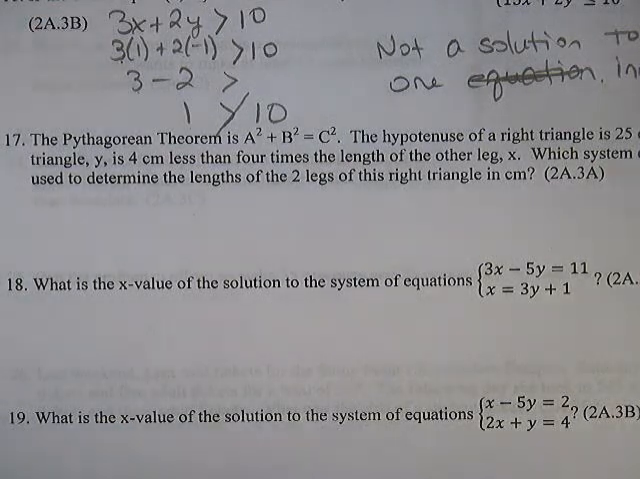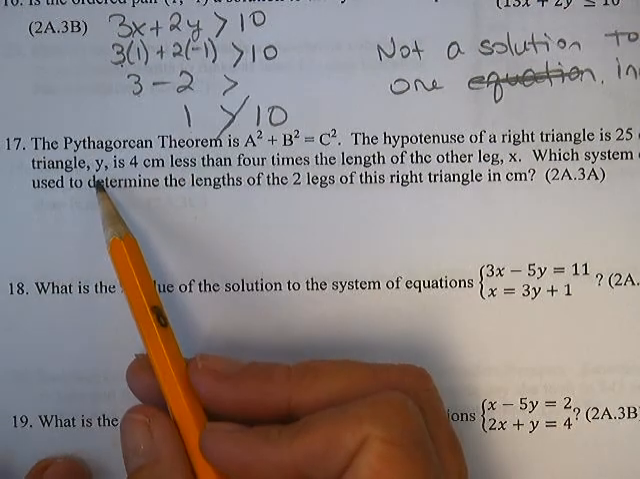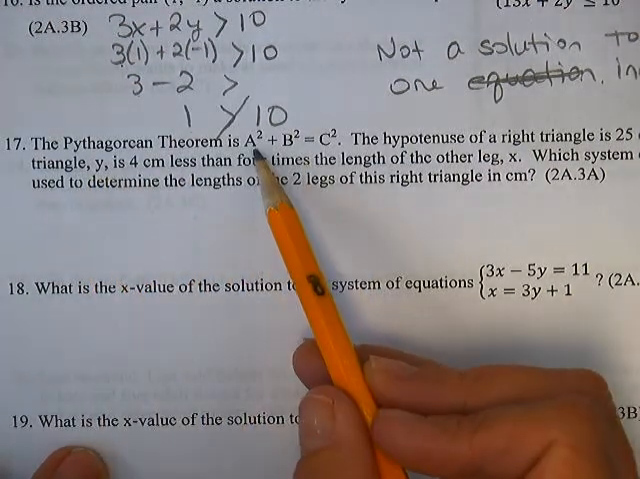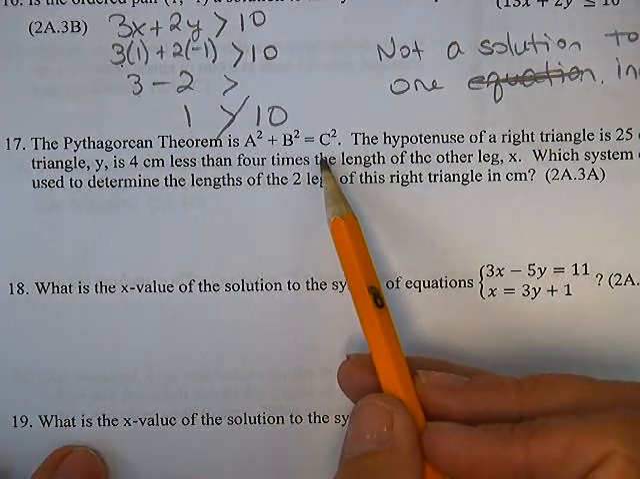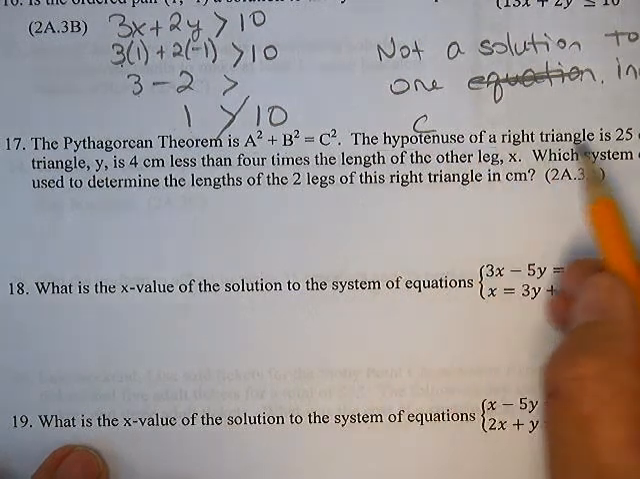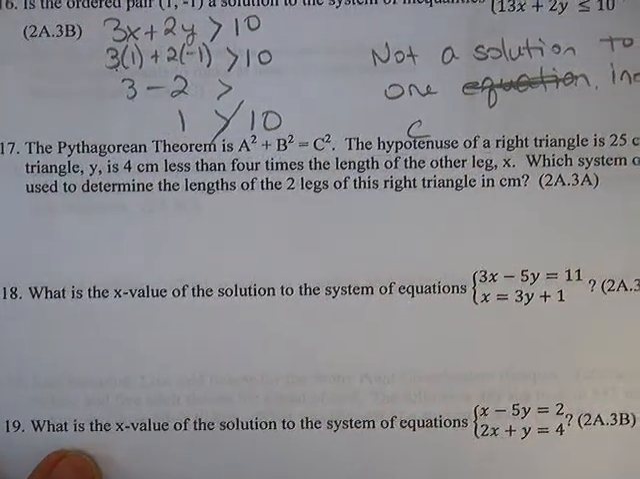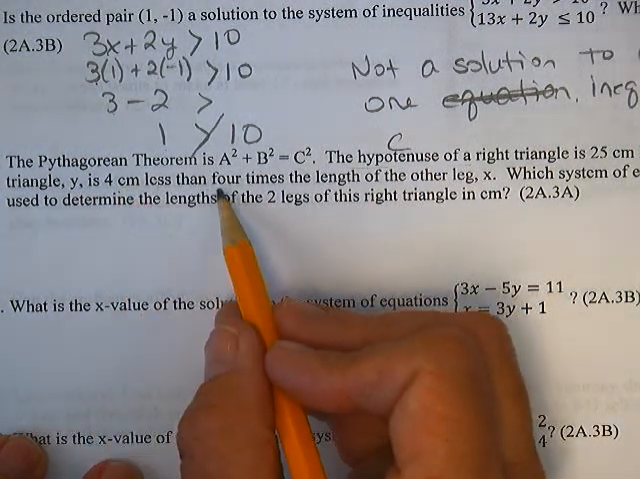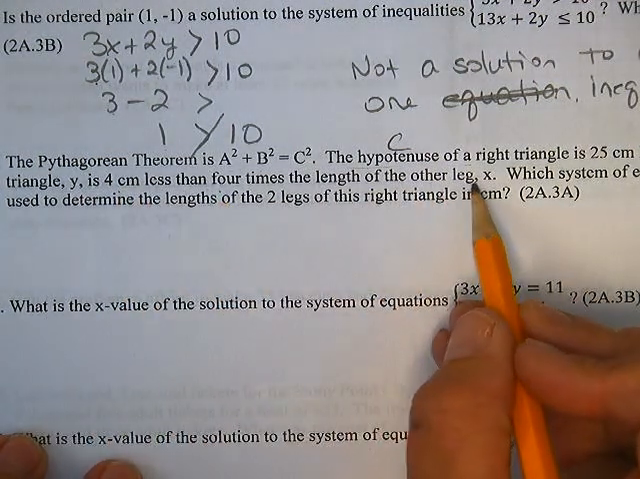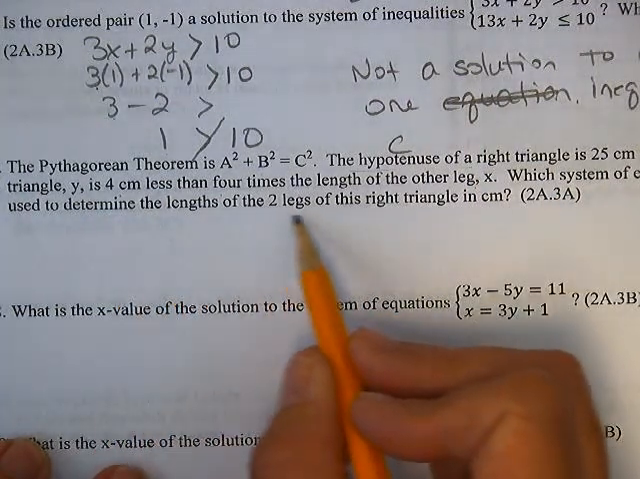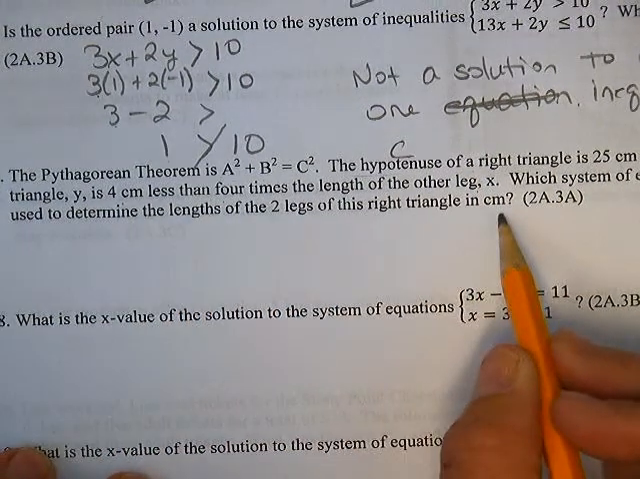Questions 17, 18, and 19 on the review. So question 17 asks about the Pythagorean theorem, which we all know is a squared plus b squared equals c squared. The hypotenuse, remember that must be the c, is 25 centimeters long. A leg, y, is 4 centimeters less than 4 times the length of the other leg, x. So which system of equations can we use to determine the lengths of the two legs of this right triangle?